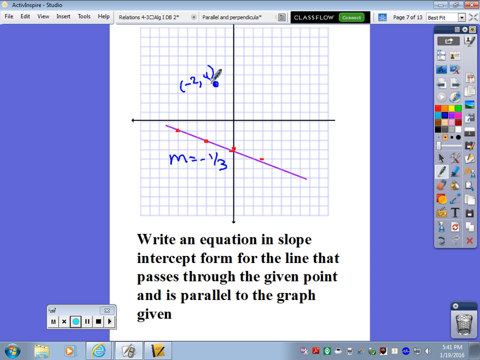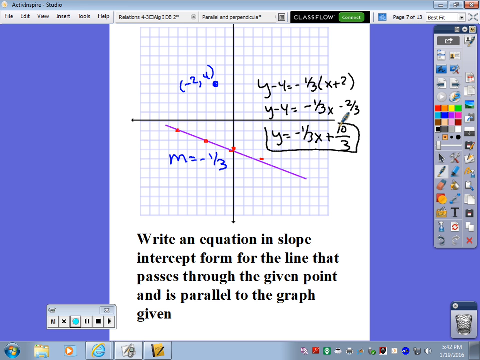And then again, we're going to just go ahead and use point slope. So y minus 4 equals negative 1/3 parentheses x plus 2. Y minus 4 is equal to negative 1/3 x minus 2/3, and then we're going to have to add that 4. Y is equal to negative 1/3 x plus 10/3. And that's my new equation. Slope is the same.